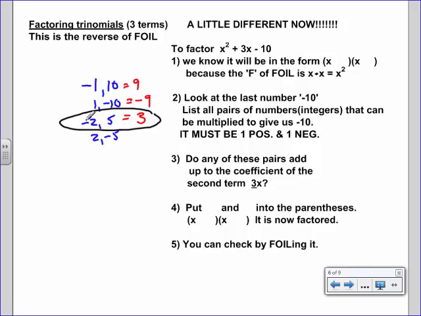So, minus 2 and positive 5, or negative 2 and 5, however you want to say it. Put those in, and that is your factored form. And again, you could do your FOIL and check it out, and you would see that, yes, when we FOIL this, we finish with this.